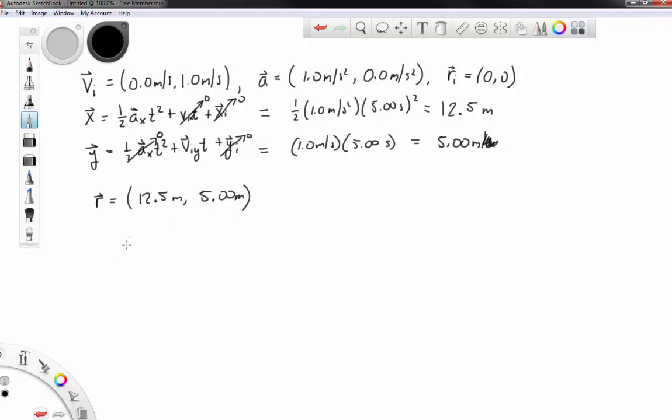Now, if we wanted to get the magnitude and direction of that to put in polar, we would need to plot that. So 5 comma 12.5 might be over here somewhere.